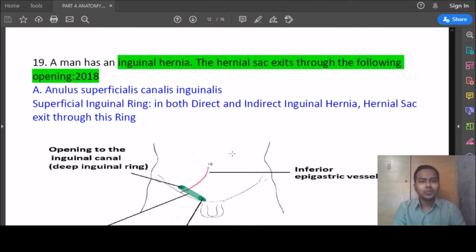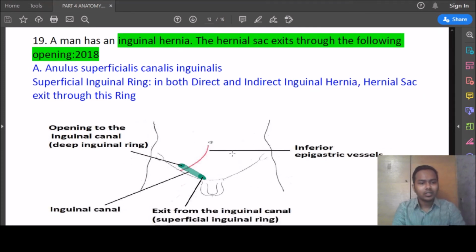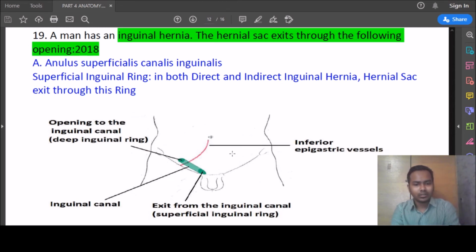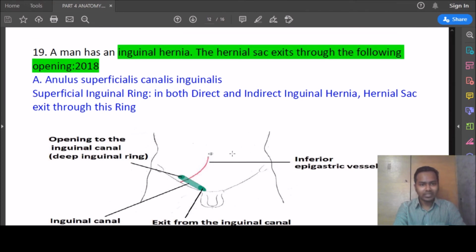A man has an inguinal hernia. The hernial sac exits through the following opening. You can see in the image the opening into the inguinal canal, which is the deep inguinal ring, and the exit from the inguinal canal, that is the superficial inguinal ring. So it enters at the deep inguinal ring and exits at the superficial inguinal ring. You can also check my video about the inguinal canal and inguinal ring. So the exit is the superficial inguinal ring, annulus inguinalis superficialis.